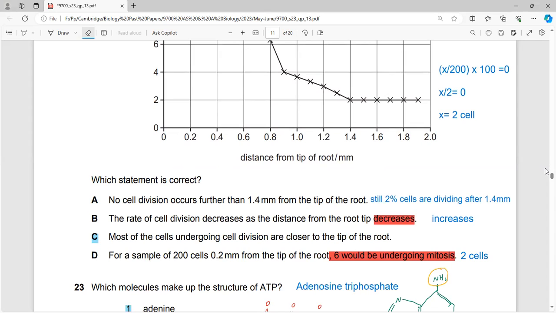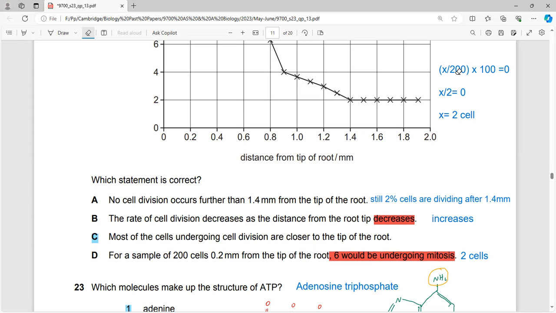The D option, for a sample of 200 cells. Let's suppose we have a sample of 200 cells and we are at the position of 0.2 millimeter from the tip of the root. So 0.2 millimeter is going to be at the tip of the root. At 0.2 millimeter, we see that the value is going to be 2. We can find that with a calculation: x, the number of cells we want to identify, divided by 200, multiplied by 100 to get a percentage. So we will get our answer.